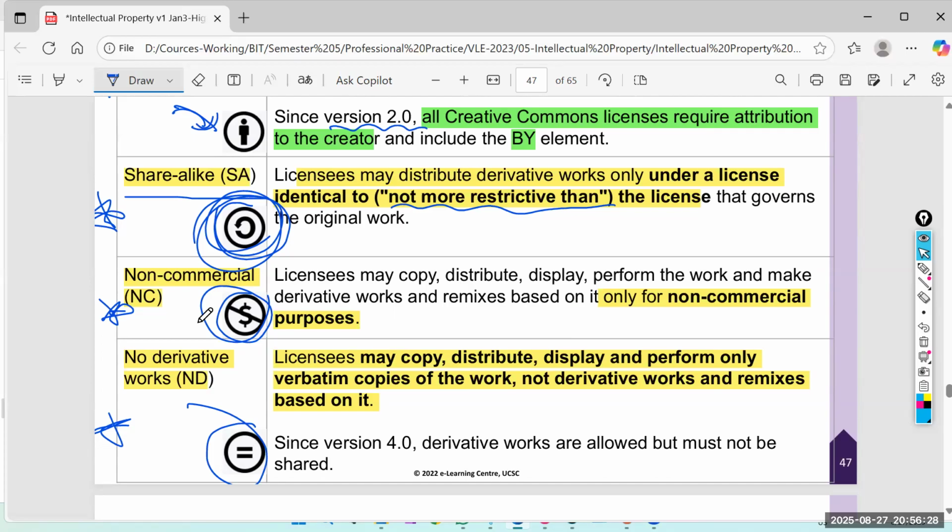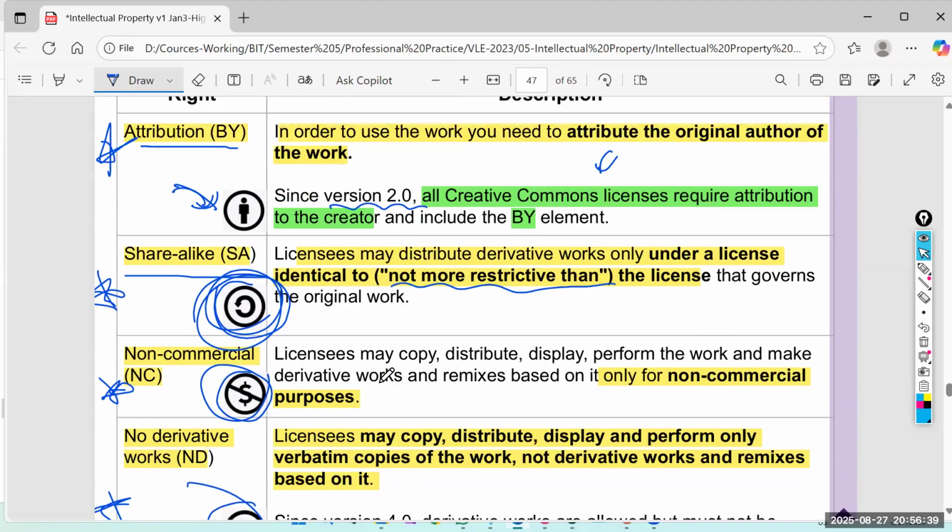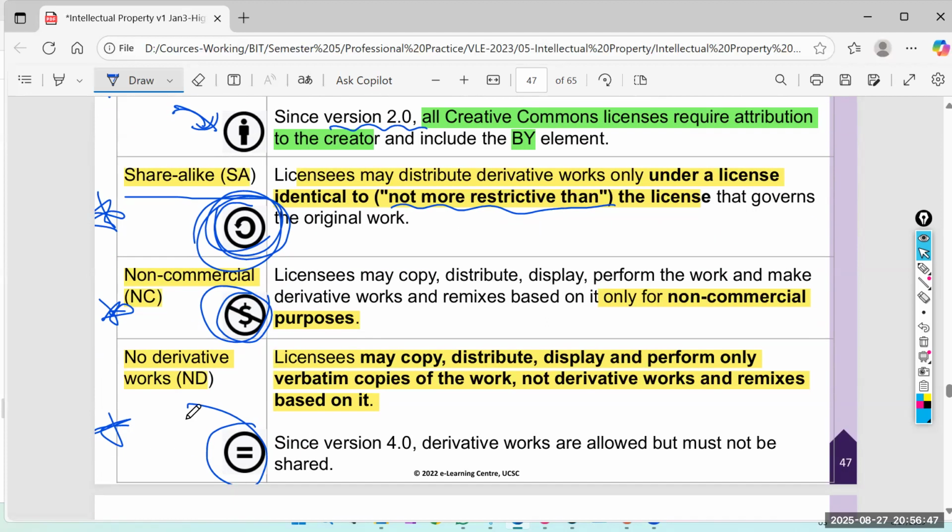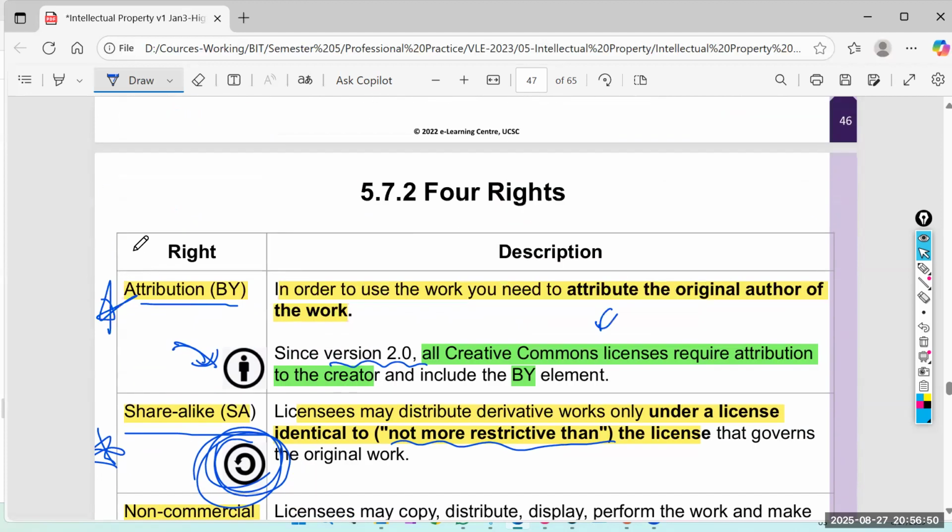So therefore, you can't have both ND and SA together, because ND says you are not supposed to modify it, right? SA says you are not supposed to restrict the license when you change it. Of course, if you can't change it, there's no question of this. So that is why ND and SA both can't be there.